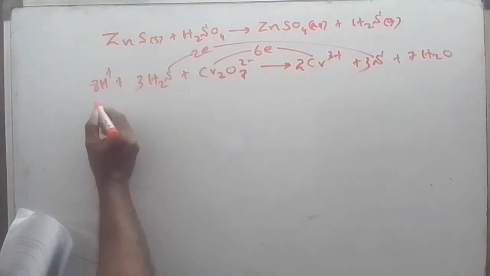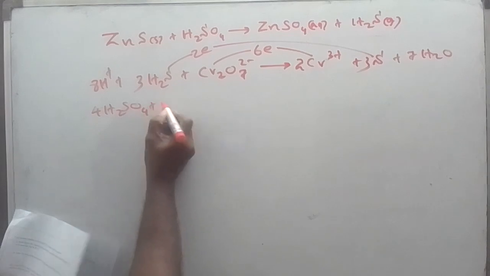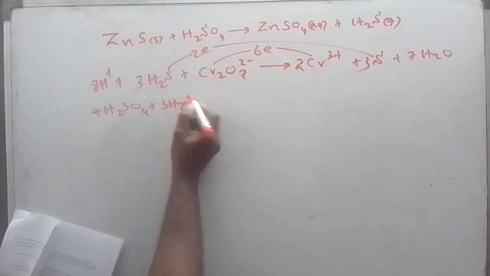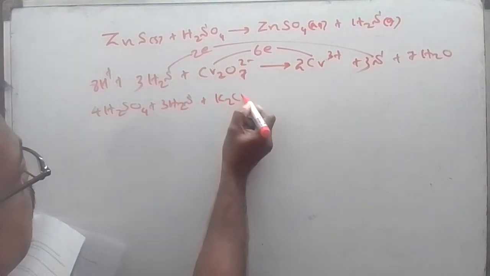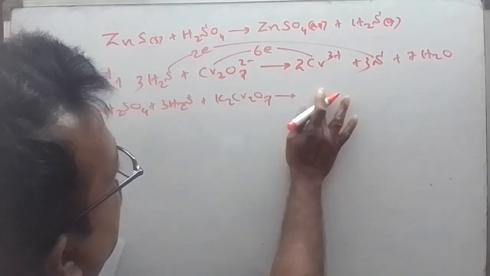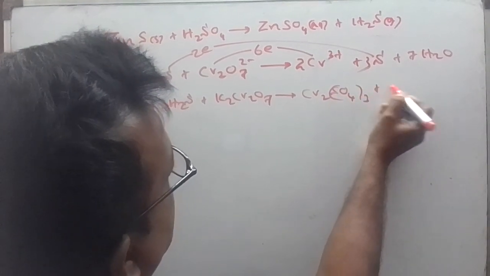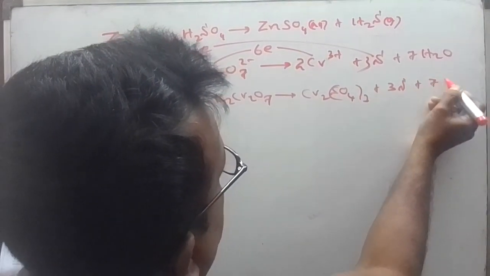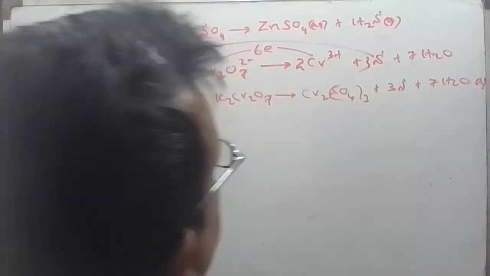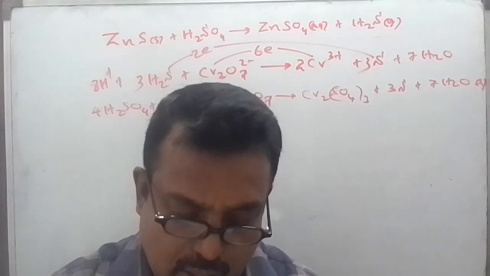So you can write the balanced reaction: 4 sulfuric acid plus 3 H2S plus potassium dichromate goes to Cr2(SO4)3, 3 sulfur and 7 water. Yes, it is the balanced chemical reaction for the second one.